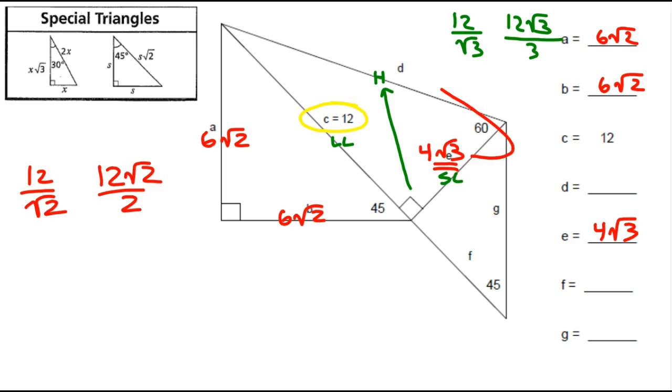Now to go from short leg to hypotenuse, I times by 2, so this one now is going to be 8 root 3. That's how you get the D there. And then F is the same as E, that's also 4 root 3 because it's an isosceles triangle. And within the 45, 45, 90 triangle, to get the hypotenuse, I times by root 2. So this is 4 root 3 times root 2, which is 4 root 6.